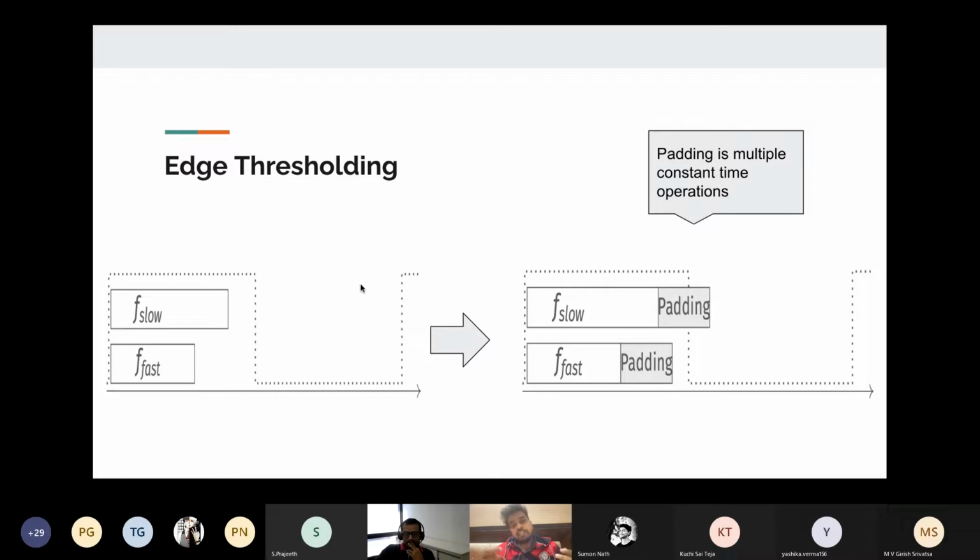So what you do is add padding. What is padding? Padding is multiple constant time operations. It may be as simple as incrementing a count. You add padding to both the functions, f slow and f fast, in such a way that your slow function just crosses one more clock edge compared to your fast function. Now if you run these functions along with this padding, you are able to deduce which one is faster and which one is slower, because they now lie on different clock readings. Using this you can even use it as a timer for the attack.